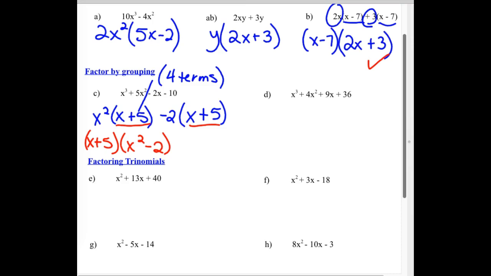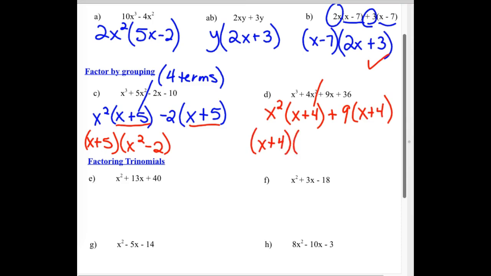All right, checking our work. In our first 2 terms, they share an x squared. If we factor that out, we'd have an x plus 4 left over. Our second set has a common 9 as a factor, and if we divide that out, we end up with the same x plus 4 left over. So now we're pulling out that common x plus 4, and the other remaining piece would be our x squared plus 9.